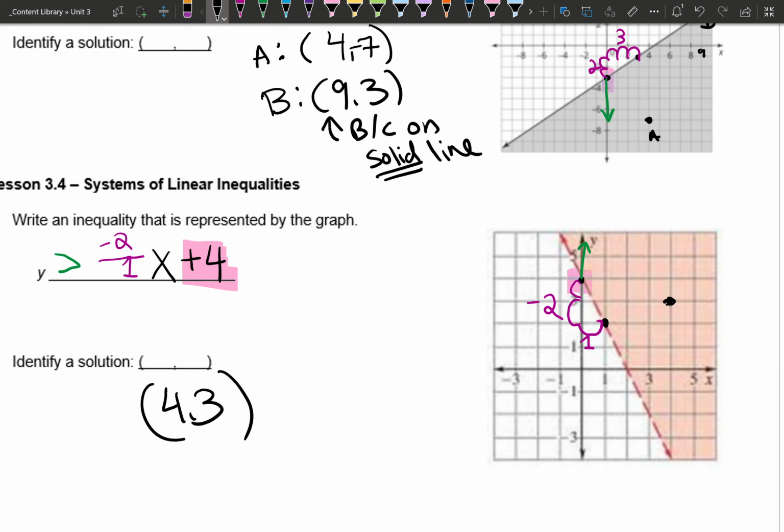The dashed line does not give us solutions, so only in the shaded area or solid line, so no dashed lines. So as long as you pick something that's within the shaded area, you have the right answer.